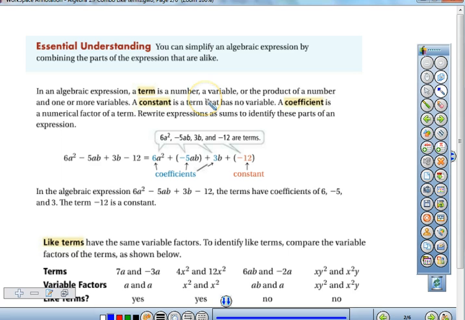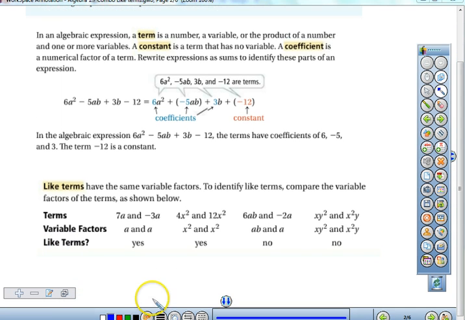So terms was in your vocabulary note. What is a term? It's a number, a variable, or a product. Constant is a term with no variable, and coefficient is a numerical factor of a term. So in 6a squared, the coefficient is 6. In negative 5ab, the coefficient is 5. So the coefficient is just the number that is being multiplied times that variable. Here you can see a constant. So if you're putting these in your notes as you look at those.